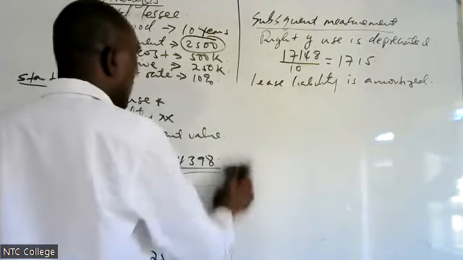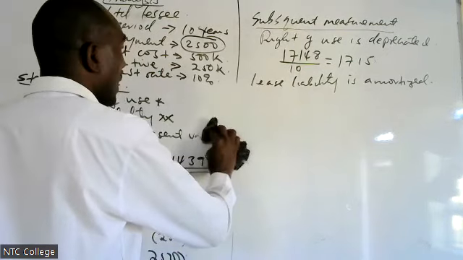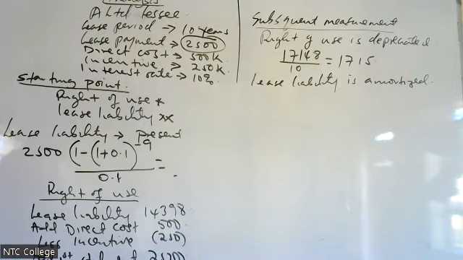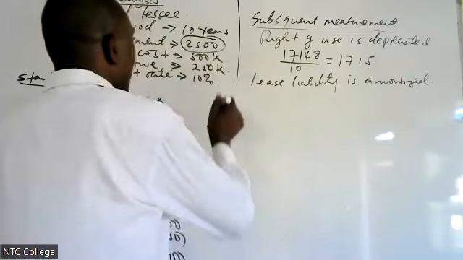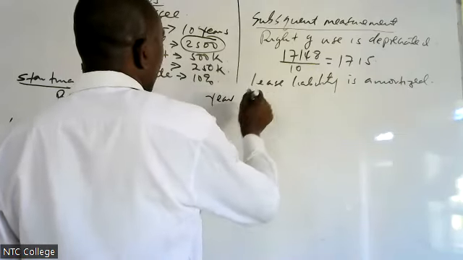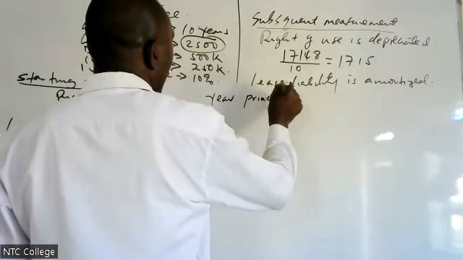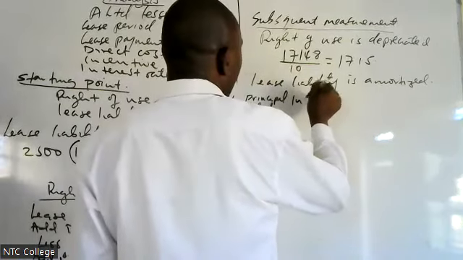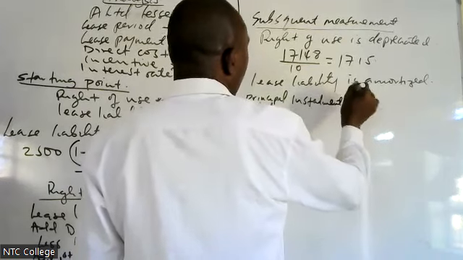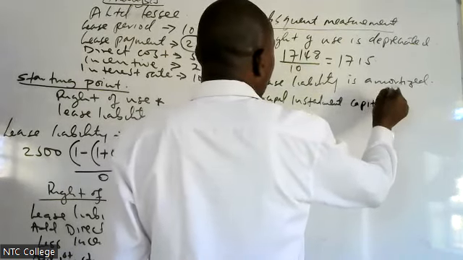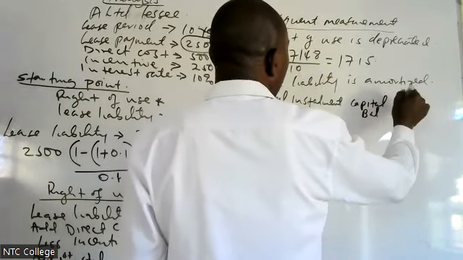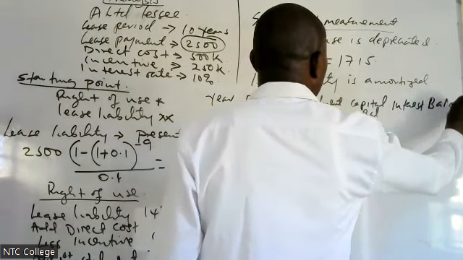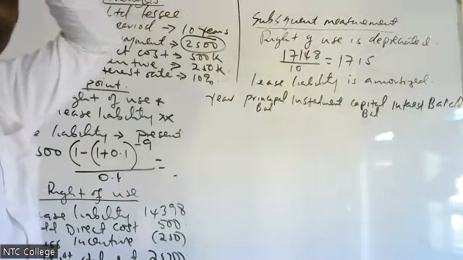Now let's amortize the lease liability. We prepare an amortization schedule, and you need to remember that the payments are made in advance. Therefore, we say year, principal balance. Then we have the installment, which we pay immediately. Then we have capital balance. Then we charge interest. Then balance carried down.